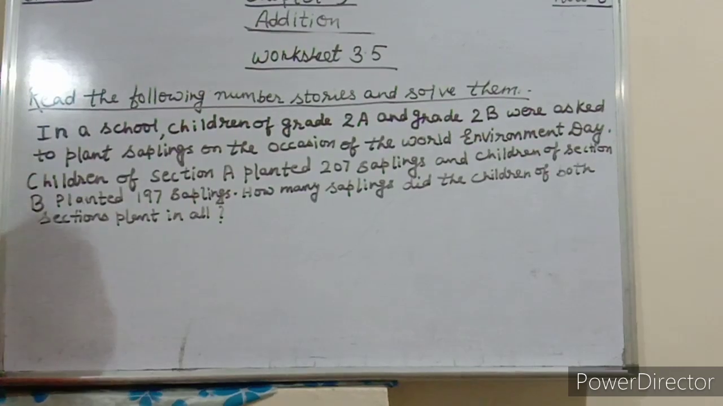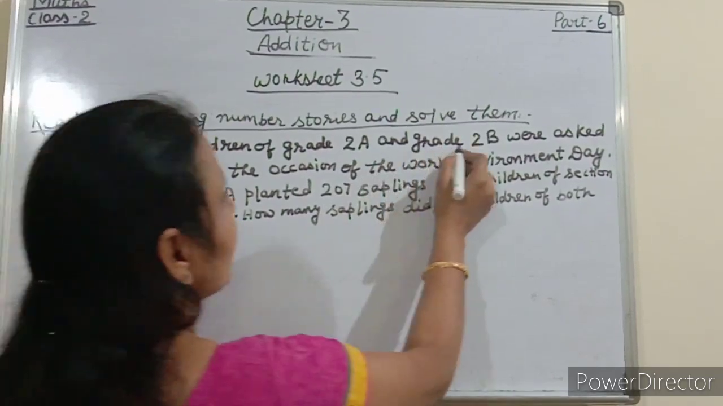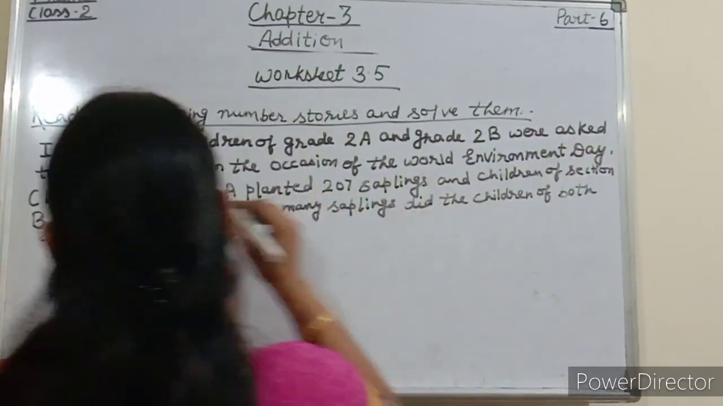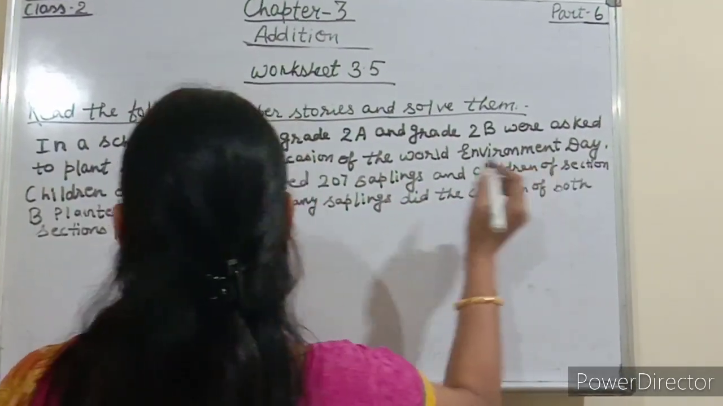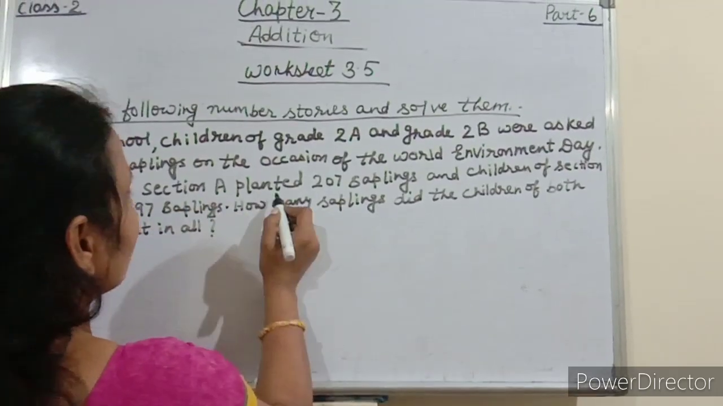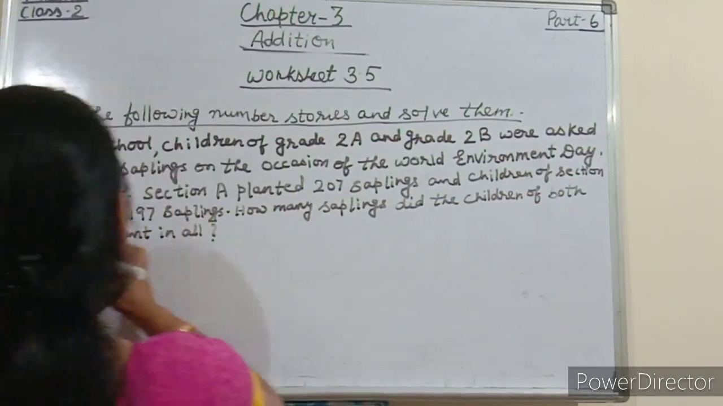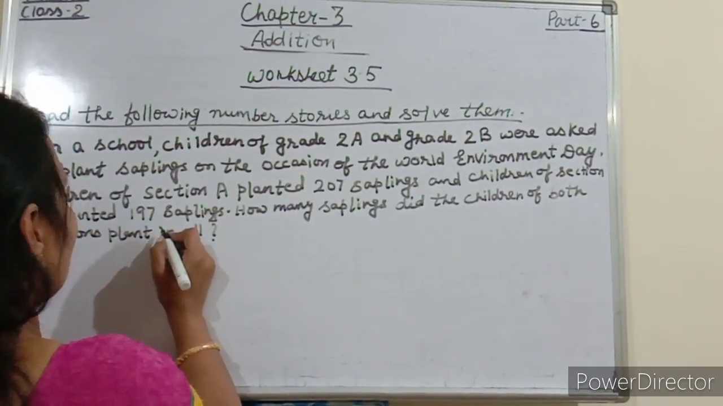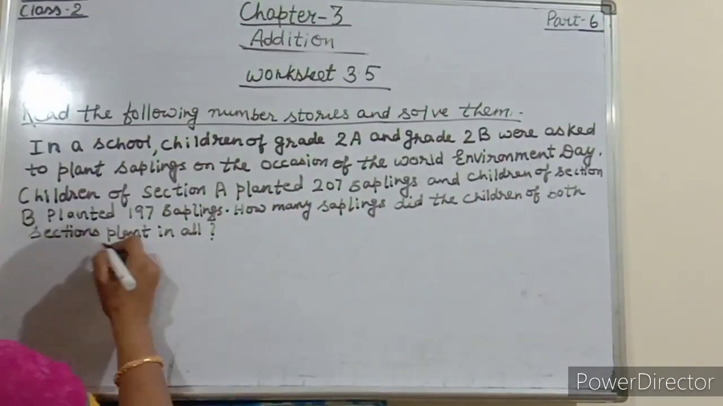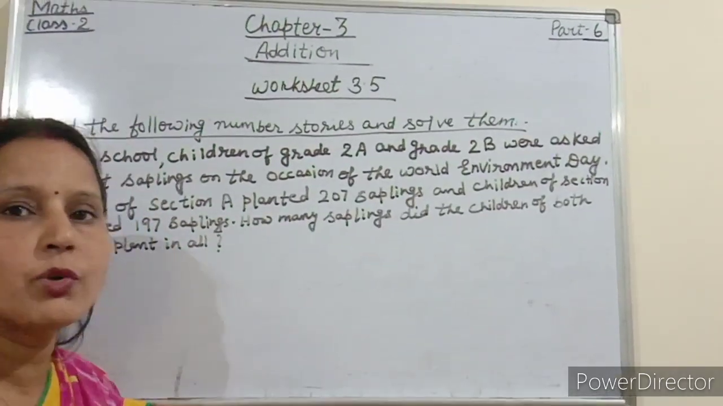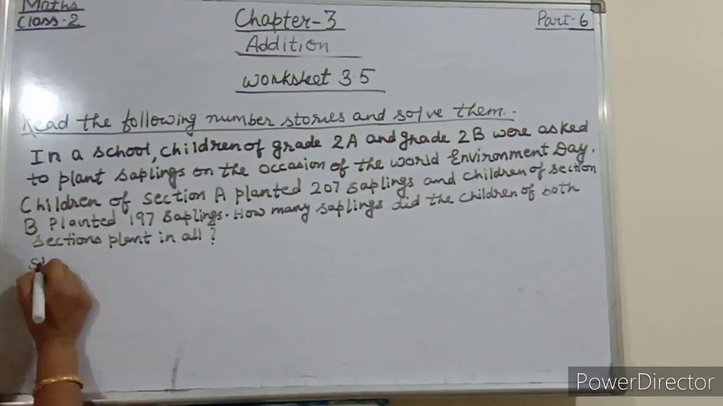So start, students. In a school, children of grade 2A and grade 2B were asked to plant saplings on the occasion of World Environment Day. Children of section A planted 207 saplings and children of section B planted 197 saplings. How many saplings did the children of both sections plant in all? So again students, what you have to do? Yes, the same way you have to write the statement and workspace.